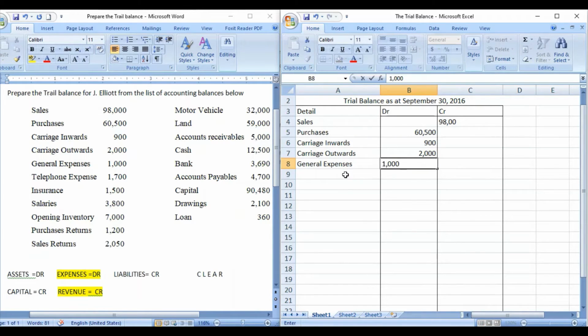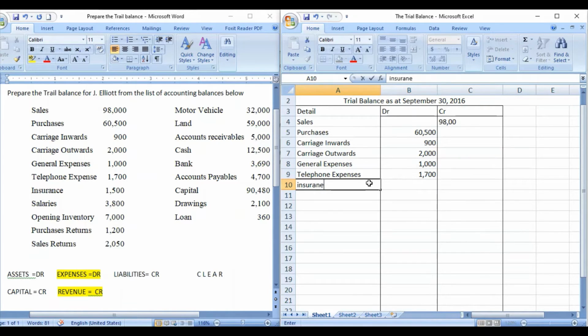Then we move to telephone expense. Of course, it's an expense, so right away we are going to debit the trial balance with 1,700.